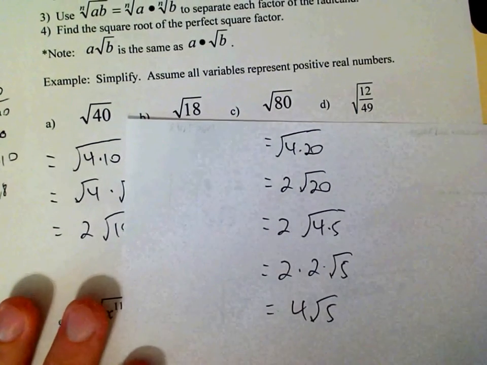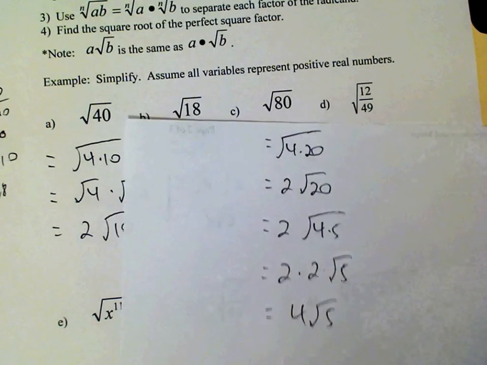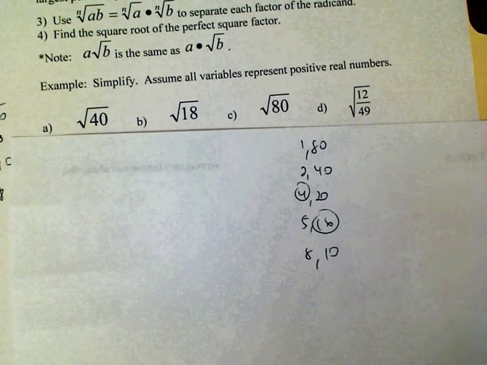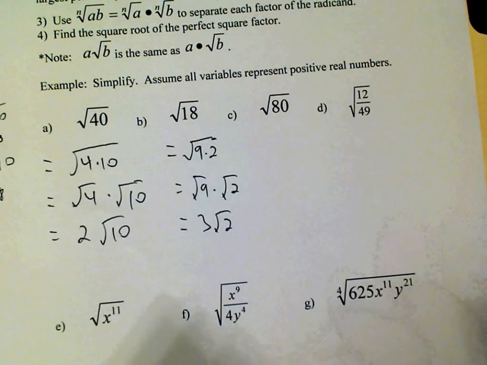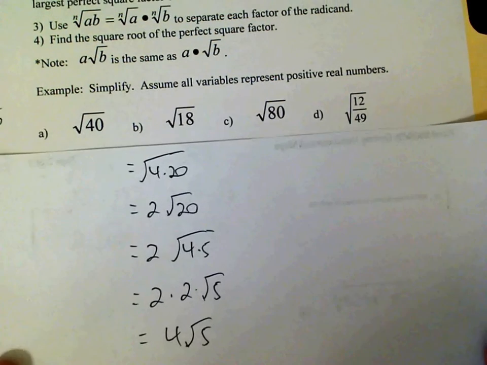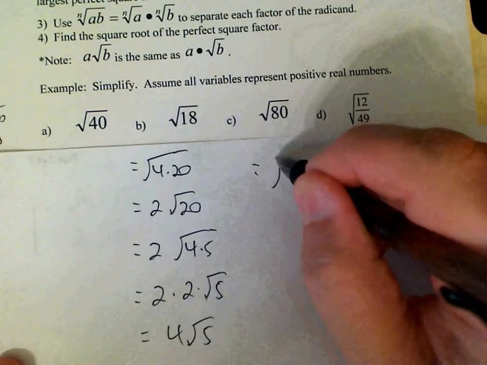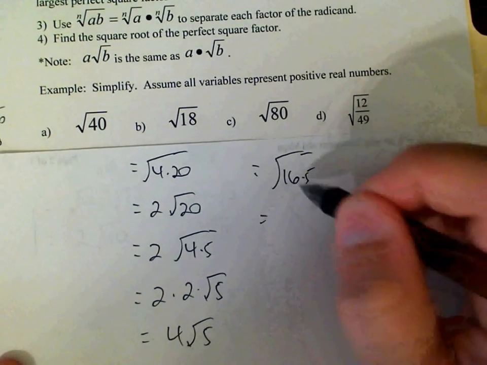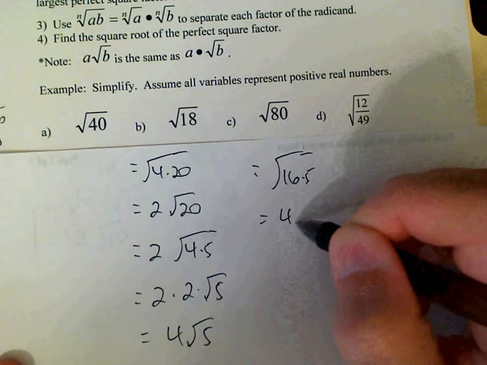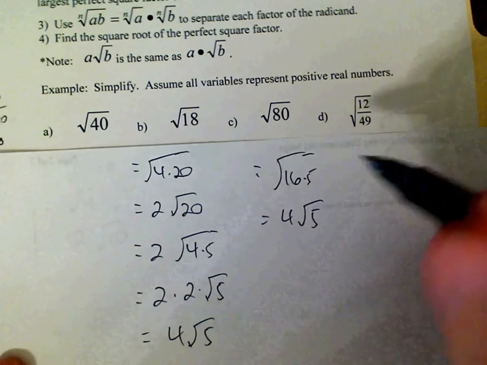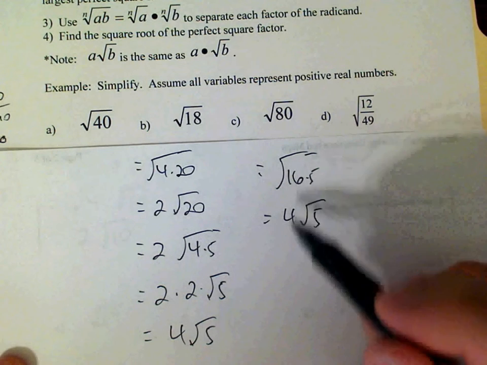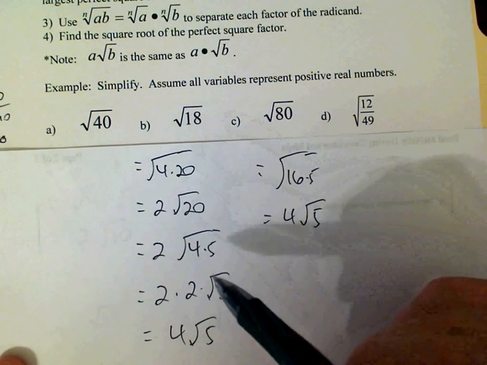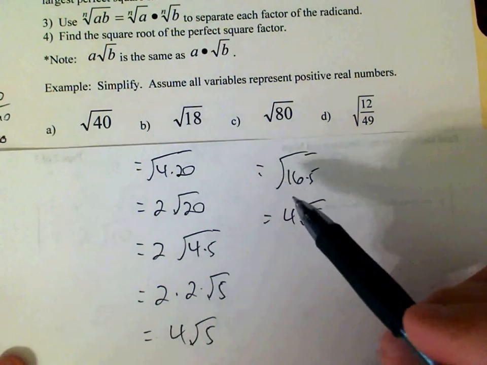But let's just say that you realize that 16 was the biggest perfect square factor of 80. So instead of using 4 times 20, you used 16 times 5, which is what you want to do. The reason being is the 16 comes out as a 4, and the 5 stays. Same answer, fewer steps if you use the biggest one. It's not wrong if you use the smallest, it just requires more steps. So always use the biggest if you can find it. That's my suggestion for the day.